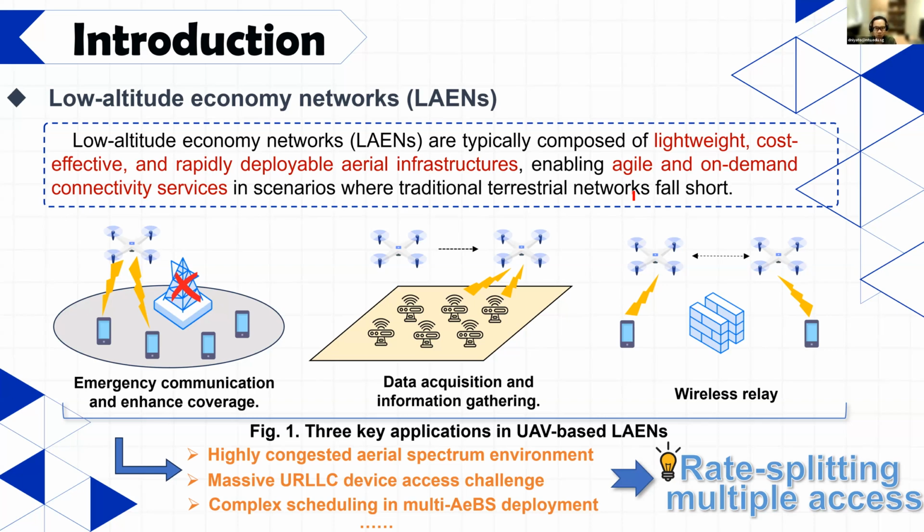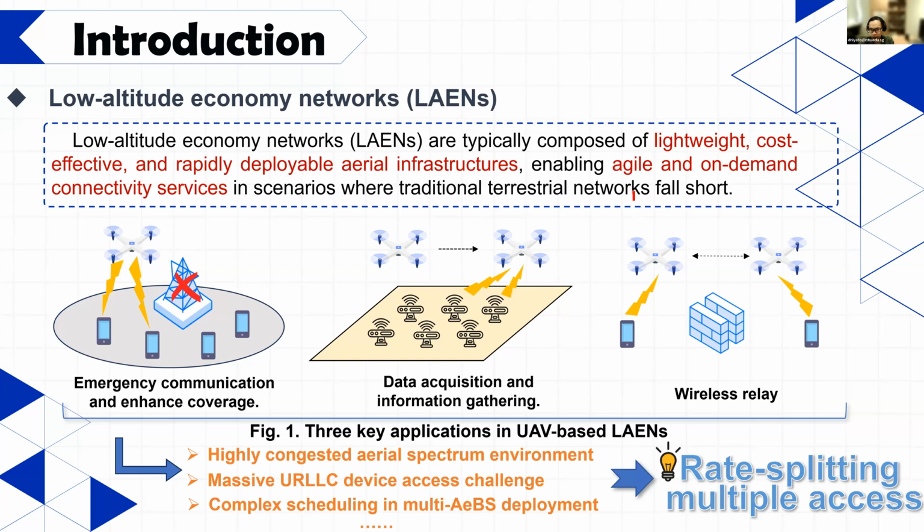This low altitude economy network can support emergency communication. It can improve the coverage, especially in rural areas. On the other hand, it can help to relieve hotspots. For example, if a special event happens, we can deploy the UAV to provide extra capacity to offload the traffic from the ground users.